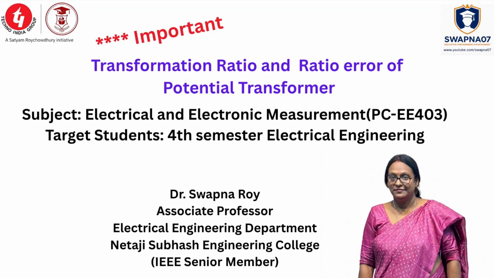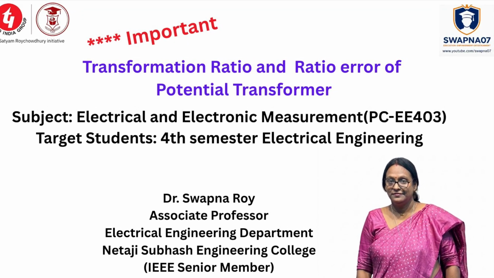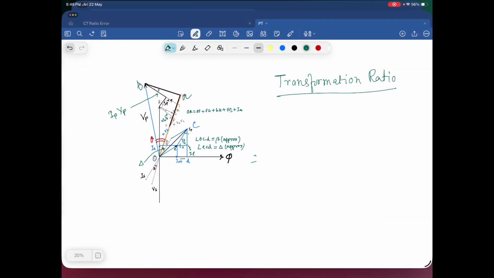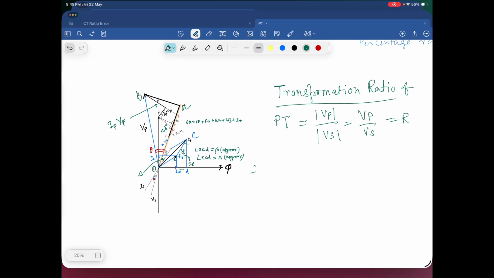Today we will learn transformation ratio and ratio error of potential transformer. Transformation ratio of potential transformer is defined as the primary phasor by secondary phasor. So it is Vp by Vs. For transformation ratio, we have to draw this phasor diagram.